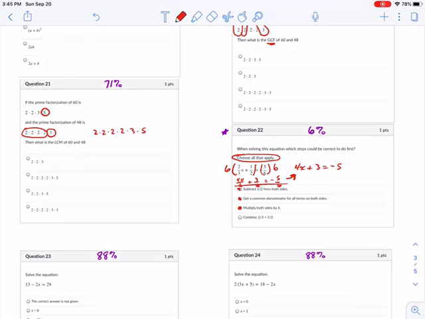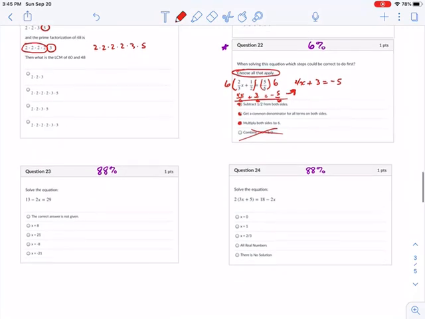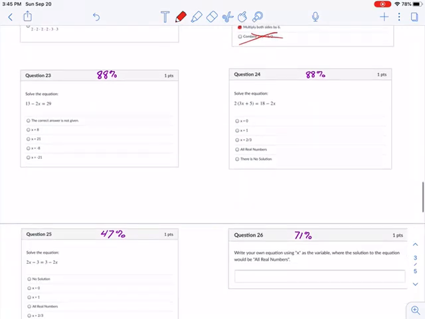Combine 2/3 and 1/2? No. Because the 2/3 is an x term and the 1/2 is not. Those are not like terms.